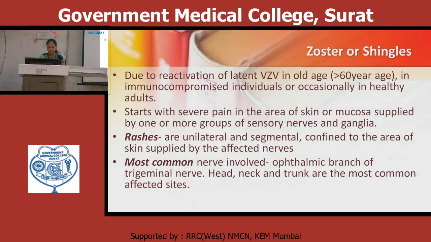Herpes zoster is due to the reactivation of latent varicella zoster virus in old age, greater than 60 years of age, in immunocompromised individuals, or occasionally in healthy adults. It starts with severe pain in the area of skin and mucosa supplied by one or more groups of secondary nerves and sensory nerves and ganglia. Rashes are unilateral and segmental, confined to the area of skin supplied by the affected nerves. Most common nerve involved is the ophthalmic branch of the trigeminal nerve. Head, neck and trunk are the most common affected sites.